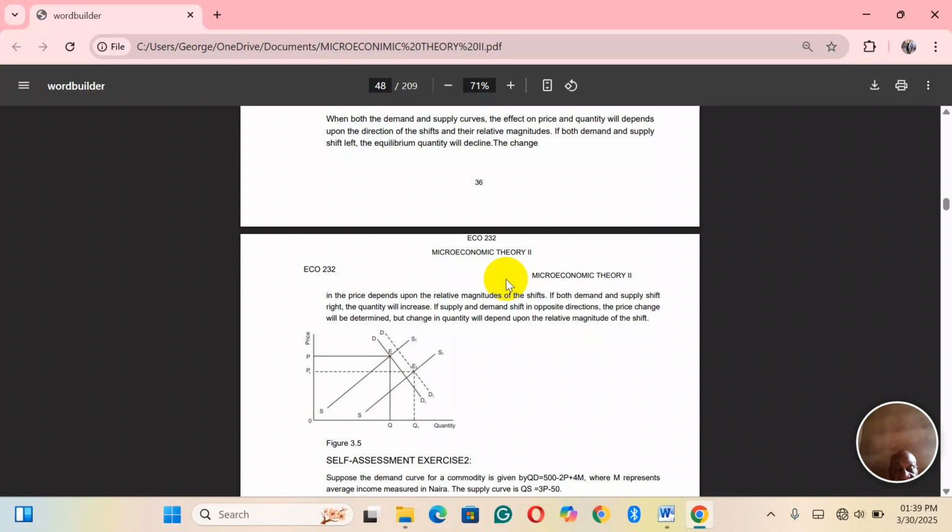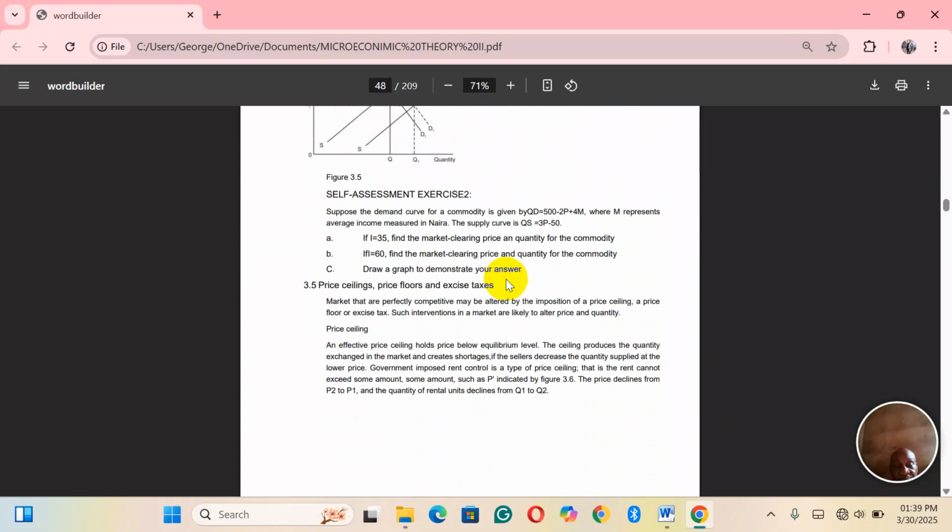We can see them. There's a shift in demand up there and also the shift in supply. And you can see both shifts are meeting at the point where they form equilibrium. Then we're looking at the price ceiling, price floor, and excise taxes. Markets that are perfectly competitive may be altered by the imposition of a price ceiling, a price floor, or an excise tax. So such interventions in a market are likely to affect price and quantity.